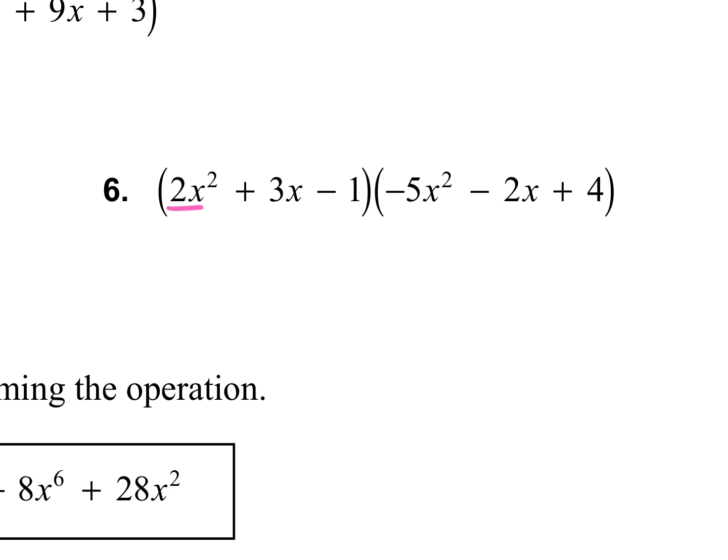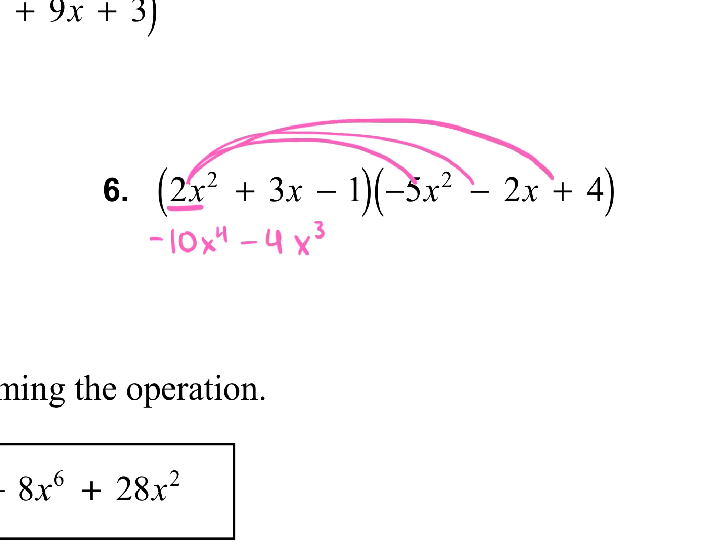So starting with 2x squared. What's 2x squared times negative 5x squared? Negative 10x to the 4th. Perfect. What's 2x squared times negative 2x? Negative 4x to the 3rd power. And 2x squared times 4? 8x squared.